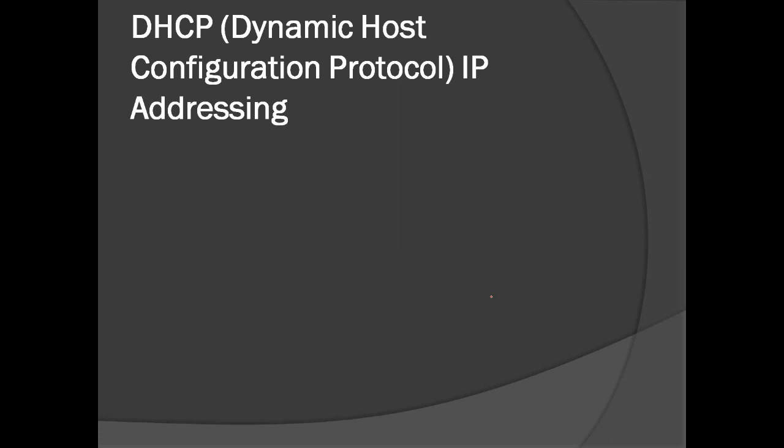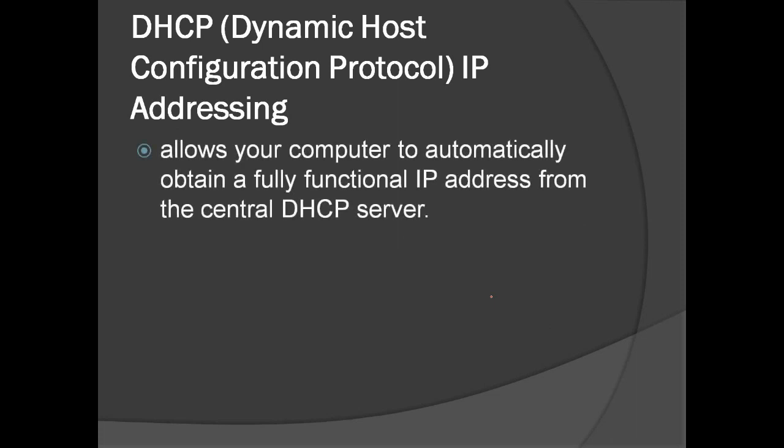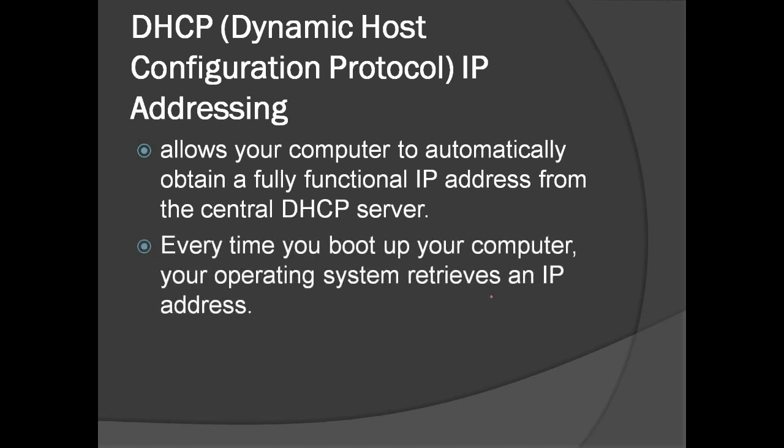Okay? We have the DHCP, which allows your computer to automatically obtain a fully functional IP address from the central DHCP server. So again, as much as possible, you only have one DHCP server working on your network. So every time you boot your computer, your operating system retrieves an IP address coming from the DHCP server. So your computers, your devices, if configured to work on DHCP IP addressing, will get an IP address from a DHCP server. An example is a server or a router.